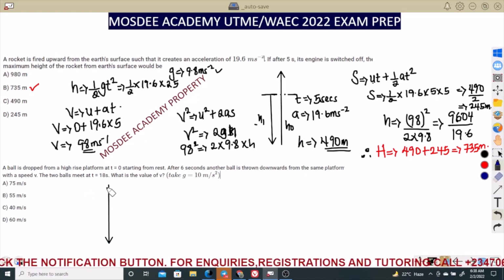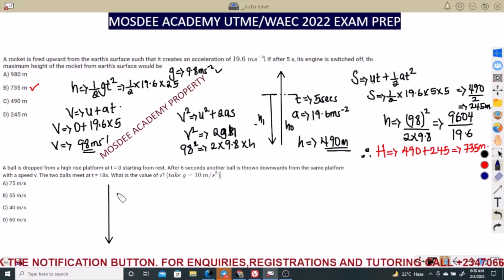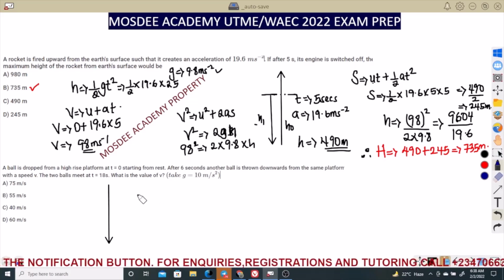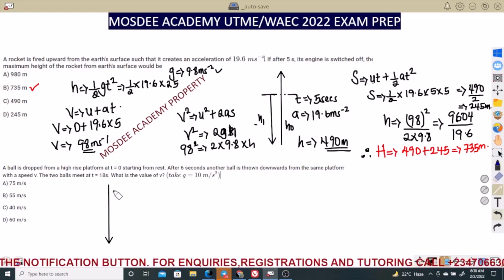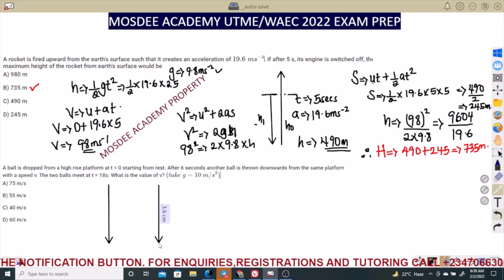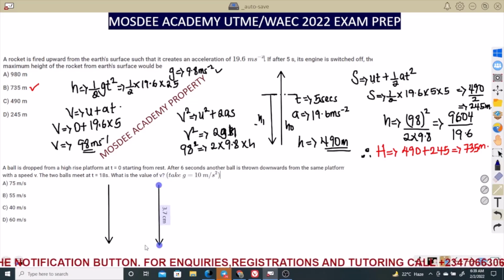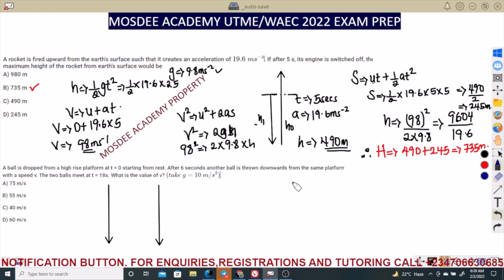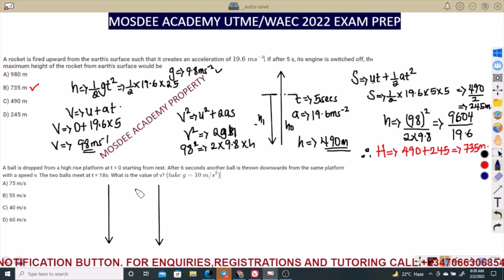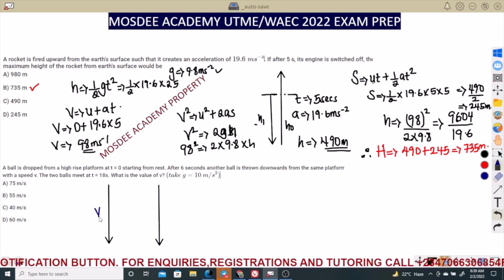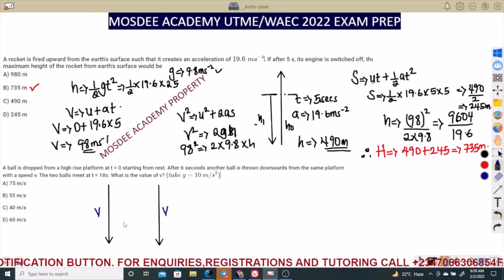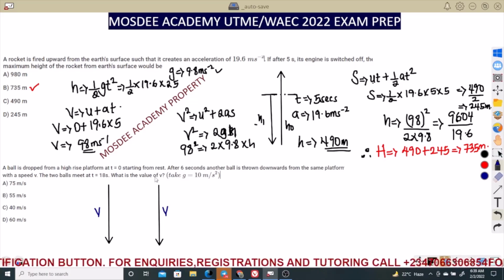The first one was at t equals 0, and the second one was after 6 seconds. Another ball was also thrown downwards from the same platform, the high-rise platform. Now, excuse me, guys. Now, the question is, with the same speed. They are using the same speed v. Initial velocity of the two balls is equal. Then we can say the two balls meet at time t equals 18.